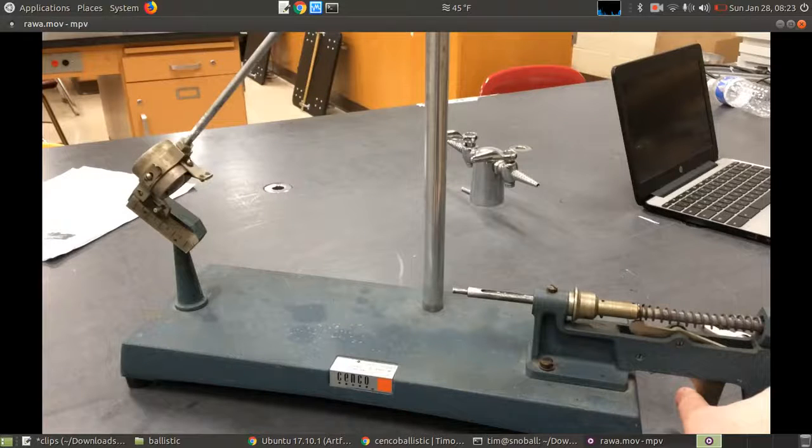So I'm not going to tell you how to calculate the speed of this ball because I want you to do that for yourself as the lab activity. This is the ballistic pendulum we have at Manchester High School where I am when I'm making this video. So I'm going to have students play with this themselves.